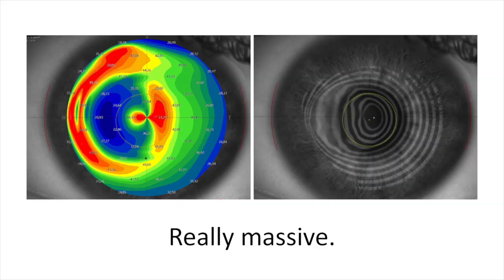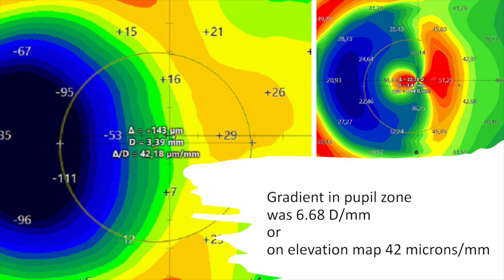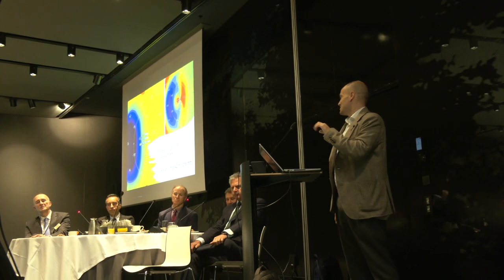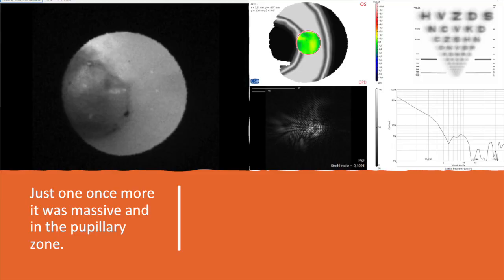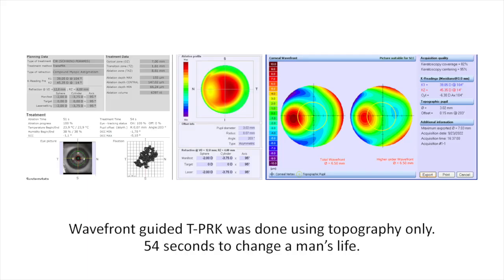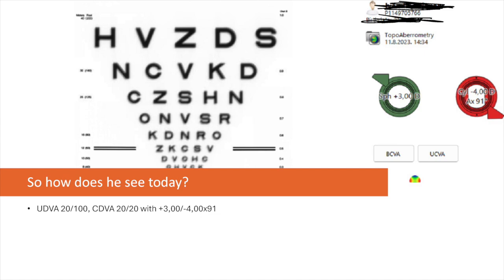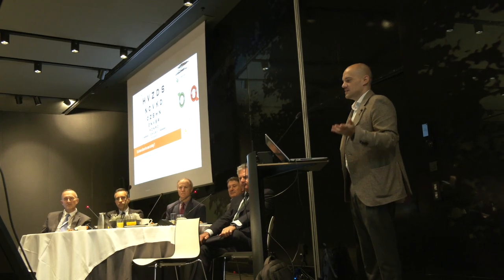So this is how the topos look. It's really a nice scar. So as we talked about the gradient of that ectasia, it was 3 diopters per millimeter. Here it's almost 7. 42 microns of elevation change over a millimeter. And this is how it looks on retroillumination. You can see the bend of light, and on a 2 millimeter pupil, his vision quality was just unbearable. So we ended up doing a wavefront-guided TPRK, and it took 54 seconds because of the super speed. And this is his vision afterwards, with +3, -4. Unaided was 20/100, but aided 20/20.